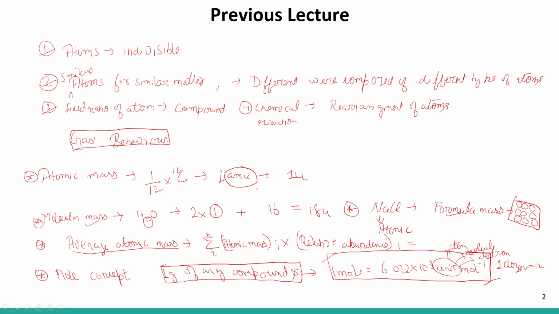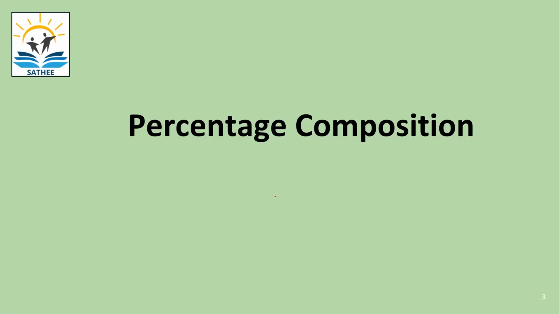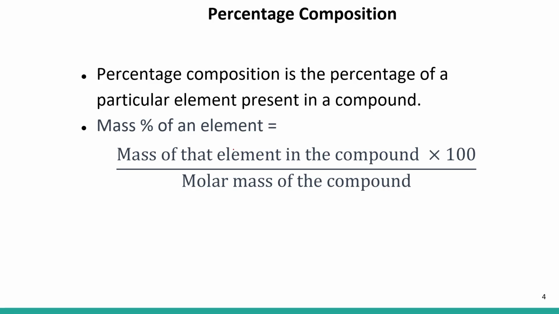So this is the thing from the previous class. So we will move to today's class. If you want to quantify things in science, we use certain types of quantities for doing that. First one I will discuss is the percentage composition. Whenever you want to measure what amount of an element is present in a compound, you use this. This is called the percentage composition.